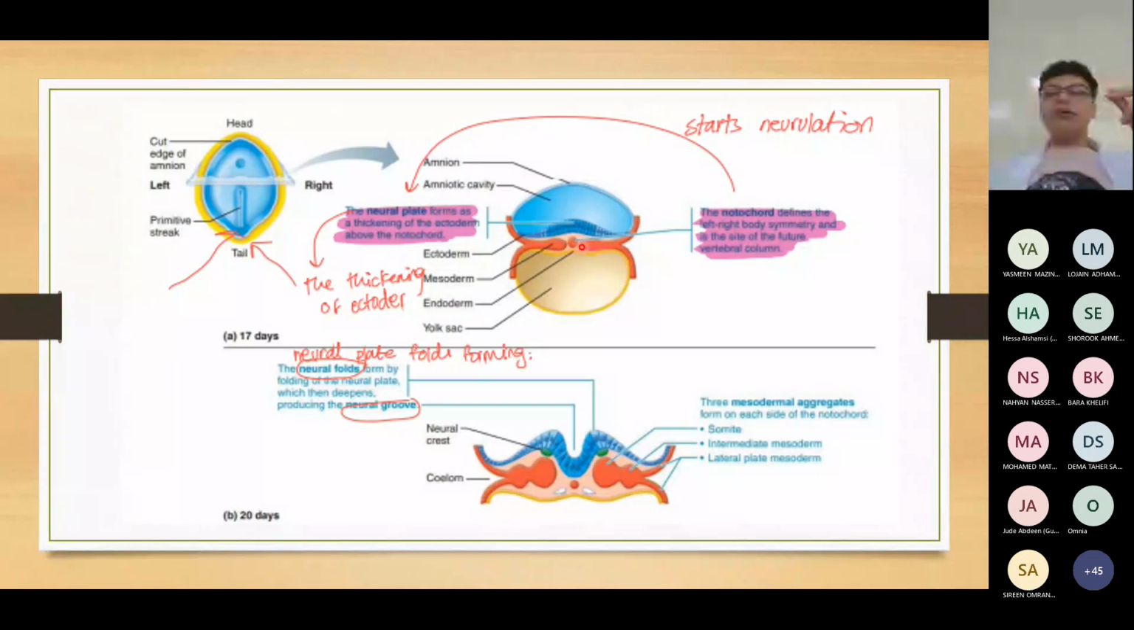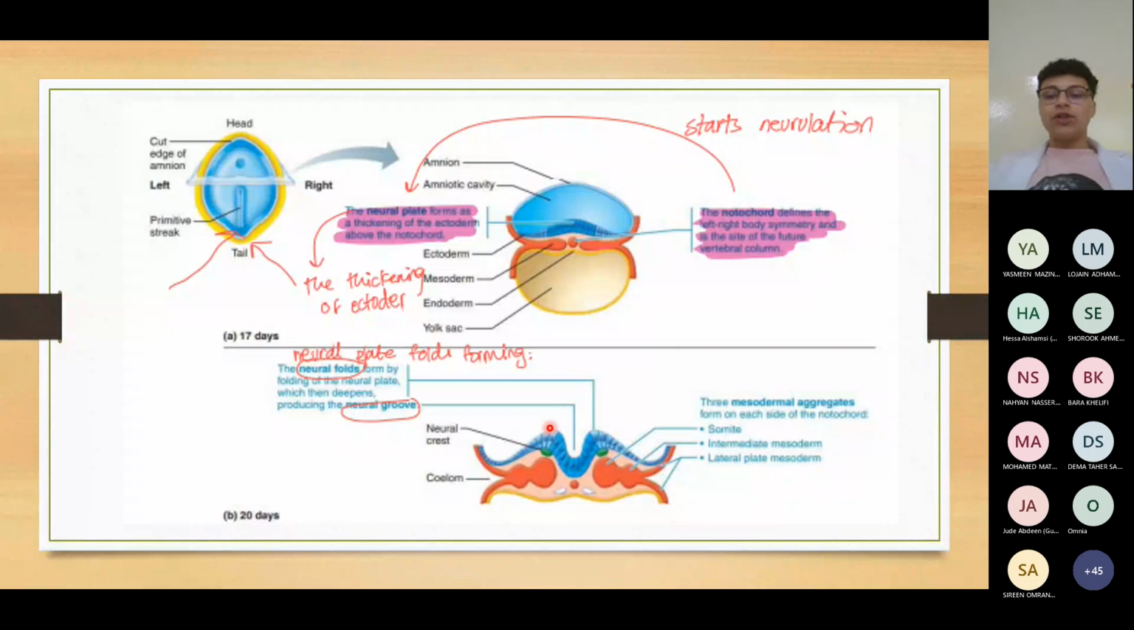So the notochord is going to send some chemicals to the ectoderm and tell it to thicken. And when it's thickened, we call it a neural plate. And when we increase the mass of anything, it starts to go down. As you can see here, it went down because it's increasing in mass, it's thickening. And then we're going to form a groove here. We call it the neural groove.